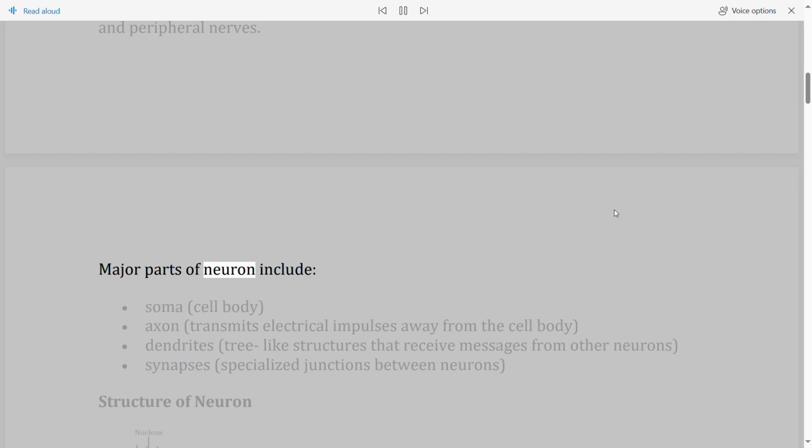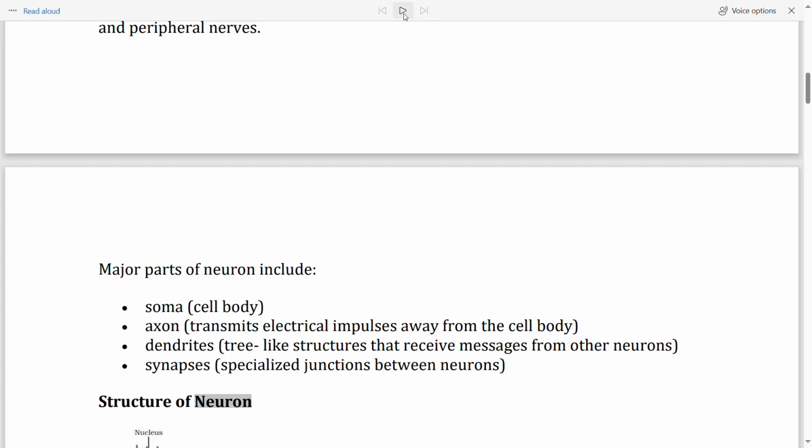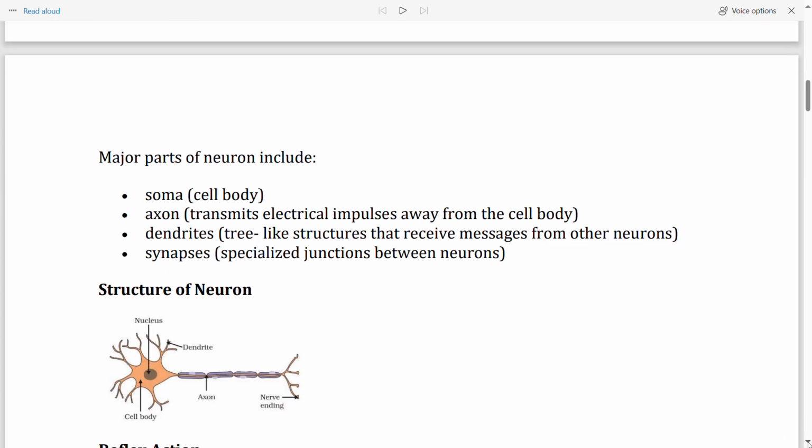Major parts of neuron include: soma, the cell body; axon, transmits electrical impulses away from the cell body; dendrites, tree-like structures that receive messages from other neurons; synapses, specialized junctions between neurons. Structure of neuron.